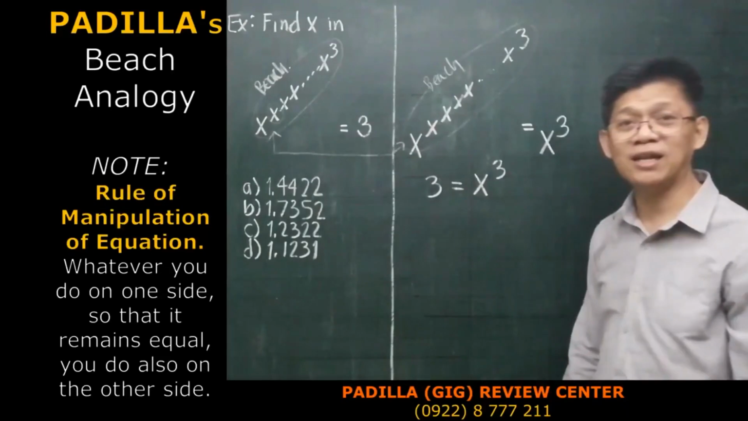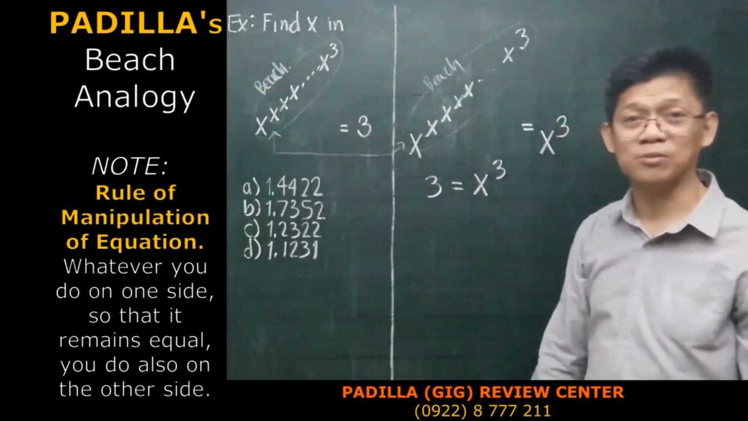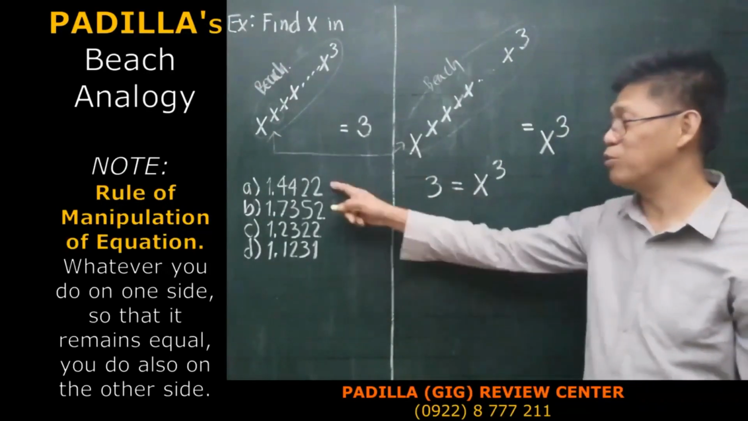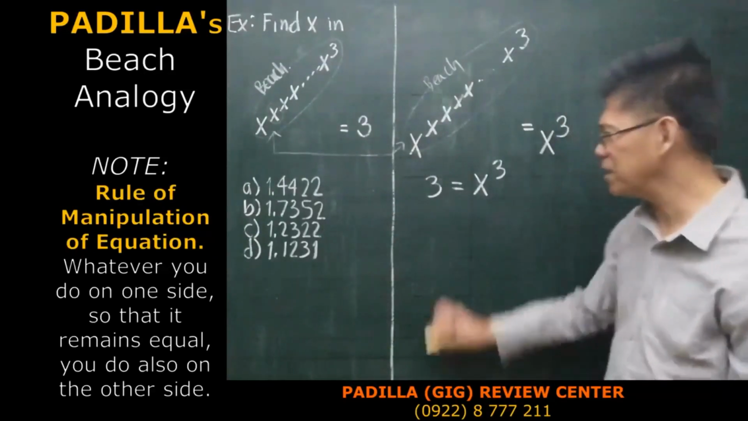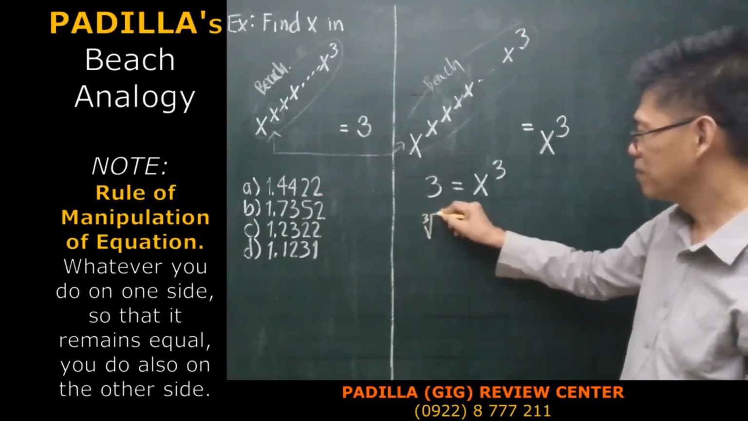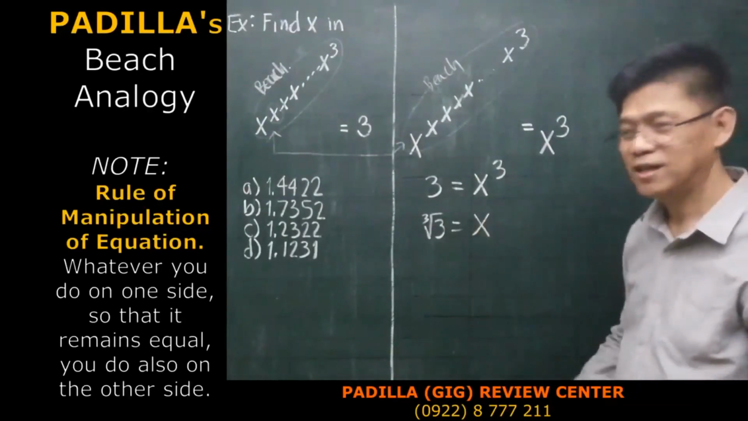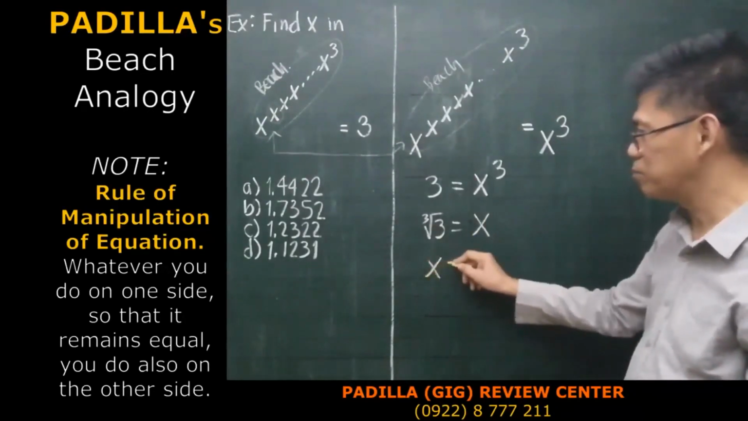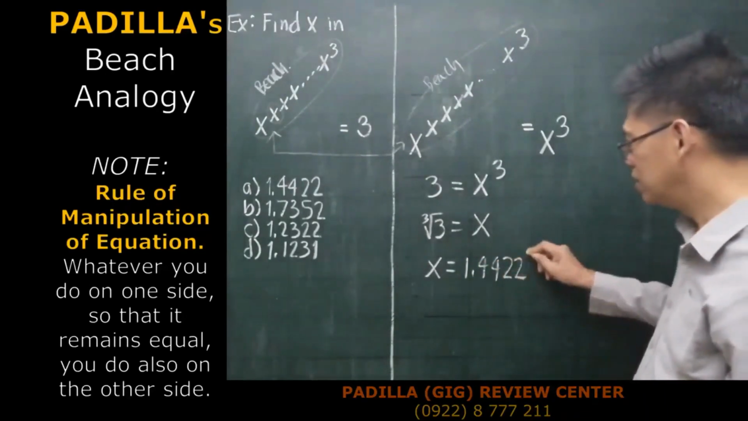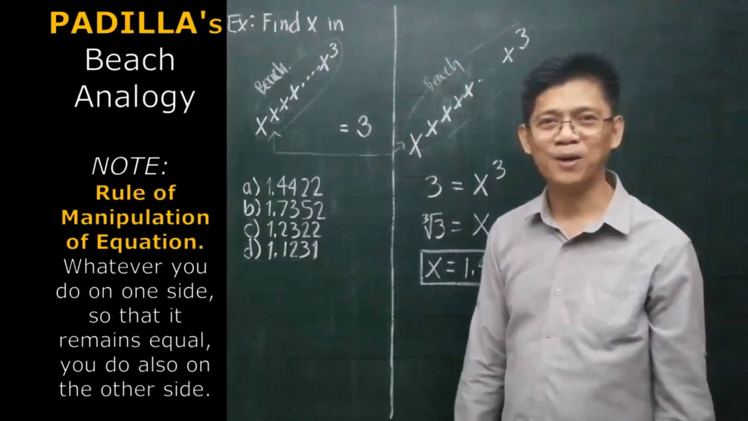So by applying Padilla's Beach analogy, the equation with infinite number of terms will be reduced to 1 with finite terms. In this form, pwede mo nang i-substitute. Or simply take the cube root of both sides, cube root of 3 is equal to cube root of x cubed, that is x. So you take the cube root of 3 and you will get 1.4422. So therefore, it is letter A. You follow? Maliwanag. Okay.